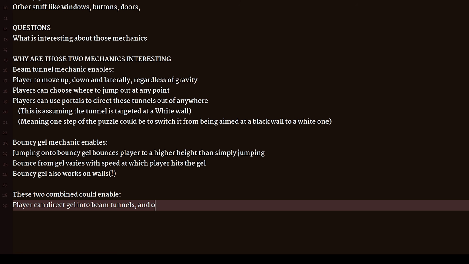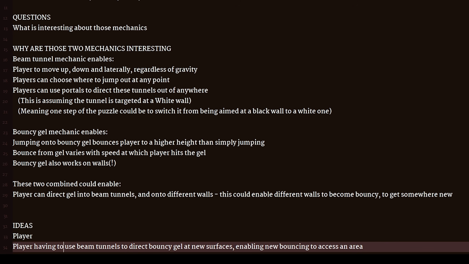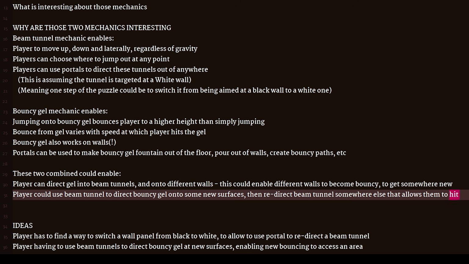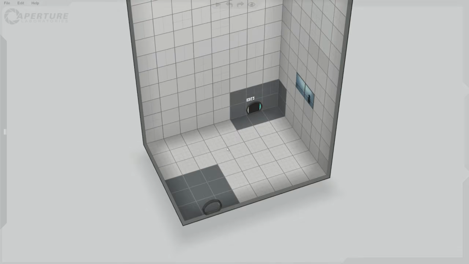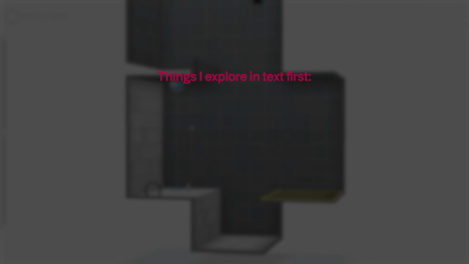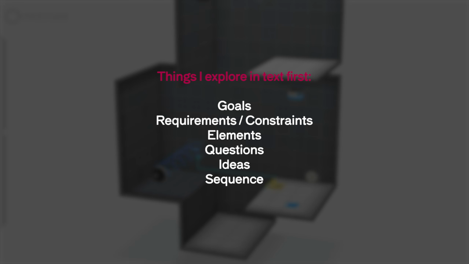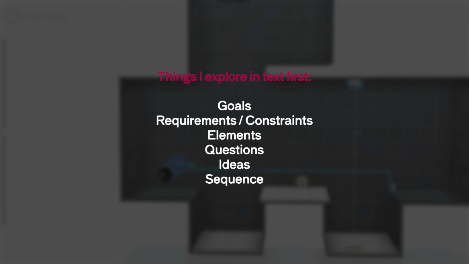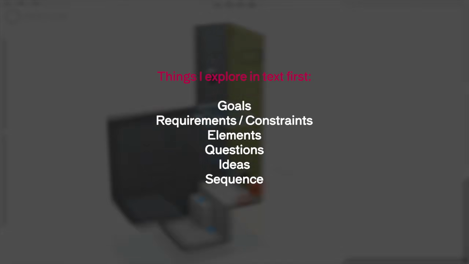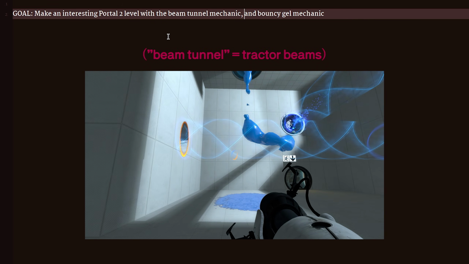I do it in text because it helps me focus purely on the logic and the intended experience, and explore ideas as deeply as I want to and as quickly as possible. I explore things in a slightly different way depending on what I'm designing, but it usually boils down to these 6 things: goals, requirements and constraints, elements, questions, ideas, and sequence. I always start with the goals, and in this case it was things like make an interesting Portal 2 level using the tractor beam mechanic and the bouncy gel.